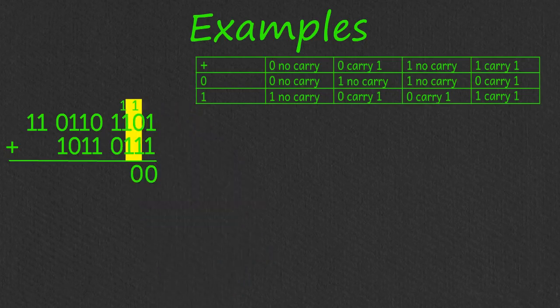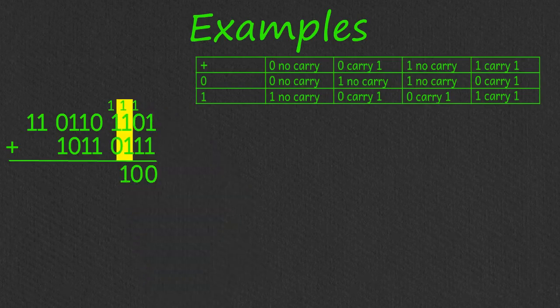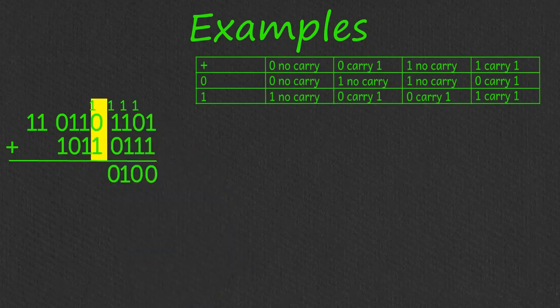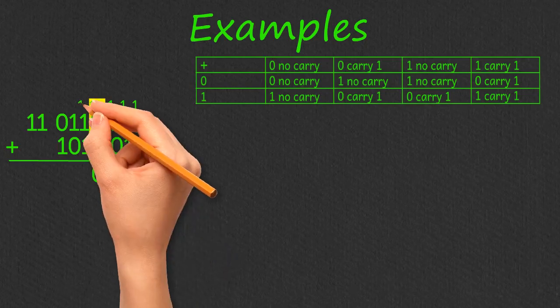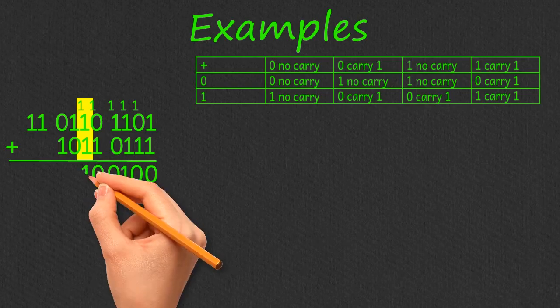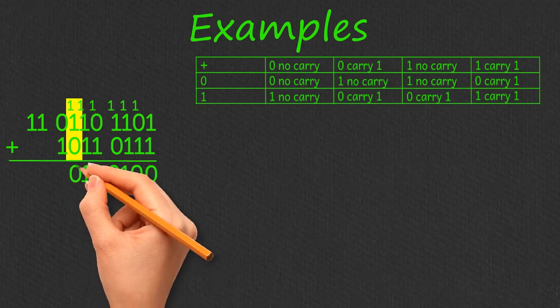Moving one place value to the left, we have 1, 1 and 1. These all together make 1, carry 1. Next we have 1, 1 and 0, which add up to 0, carry 1. In the next column on the left, we have 1, 0 and 1. These make 0, carry 1. In the next column, we have 1, 1 and 1. These make 1, carry 1. Moving on, we have 1, 1 and 0. These again will add up to 0, carry 1.